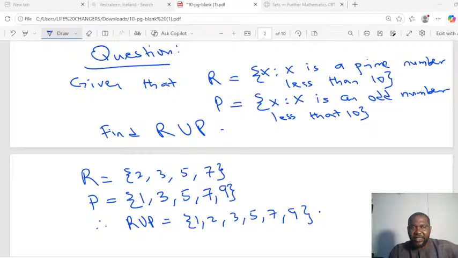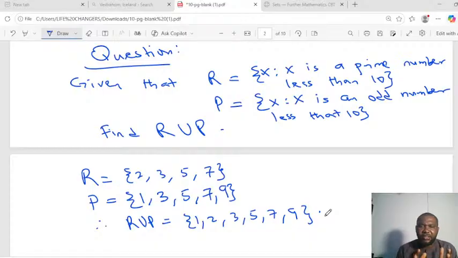So now R union P, the union simply means to combine everything in R and everything in P. And it's always better you do it in increasing order. You start from the smallest number, which is 1. 2 is there, then you have 3. 3 appears in both. You have 5, you have 7, and you have 9. You have to combine everything.